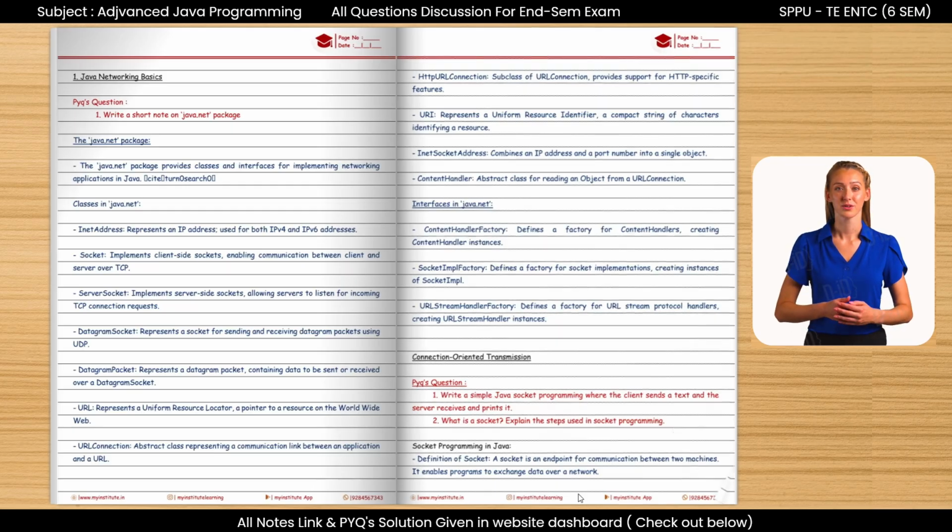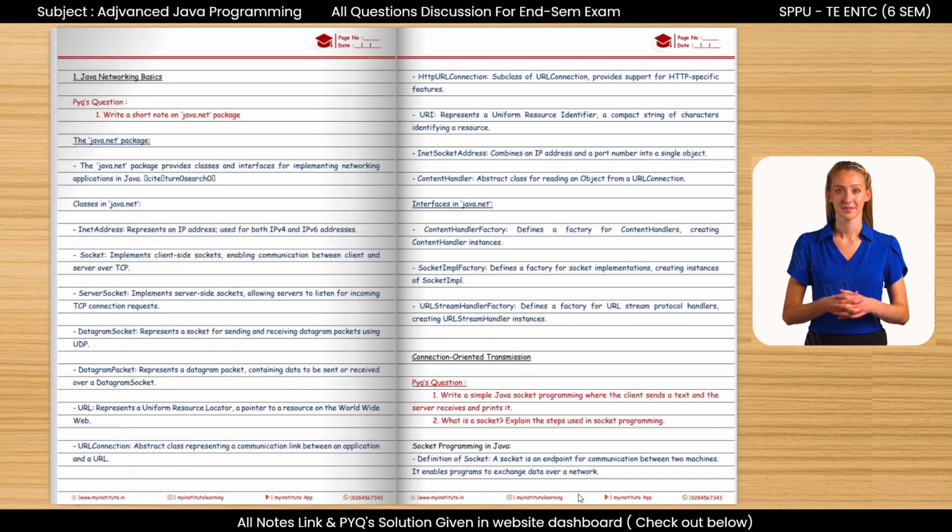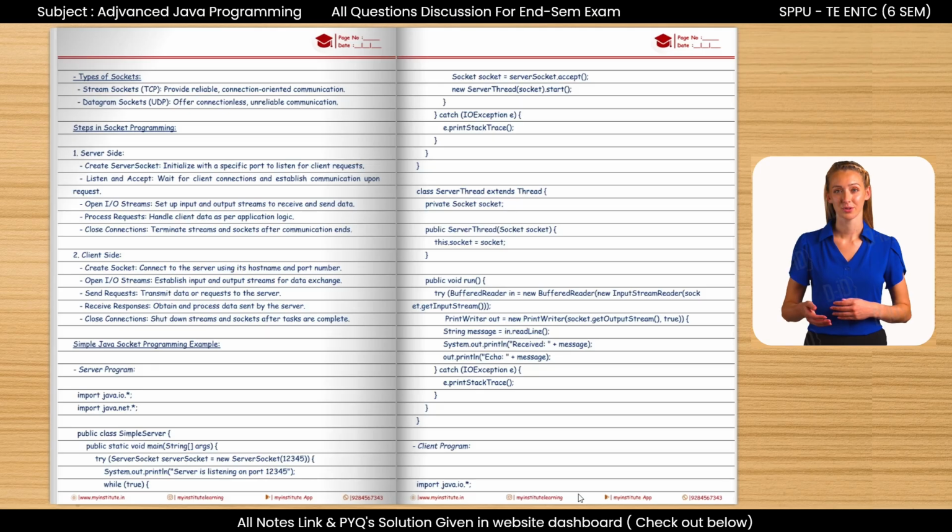Socket programming enables communication between applications over a network. A socket is an endpoint for sending and receiving data between two machines. In Java, we create a server socket that listens for client requests and a client socket that sends data. The client connects to the server and sends a message, which the server receives and prints.